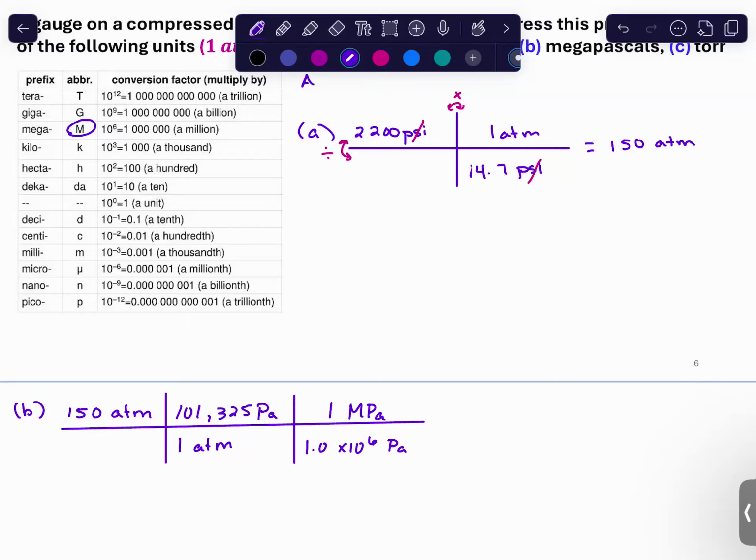Now you could flip this if you get another table, because you could say 1 pascal is 1 times 10 to the negative 6 megapascals. You could do it the other way. But I think it's easier just to use what's on the table. That way you don't get confused. So then you see that pascals divides out, atmospheres divides out. And when you multiply this, you should end up with about 15.2 megapascals. Now, this has a number with scientific notation in it.